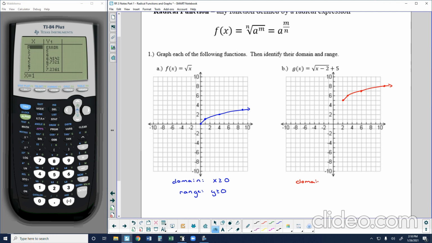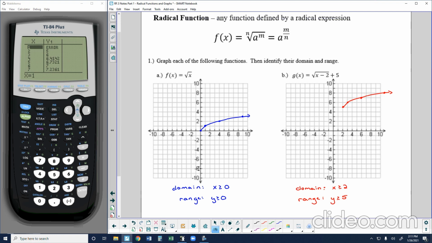So now my domain for the function would be starting at 2 and going to the right. The range for the function would be starting at 5 and going up. So we can see the shifts left to right and the shift up and down starts to change the domain and the range for the square root function.